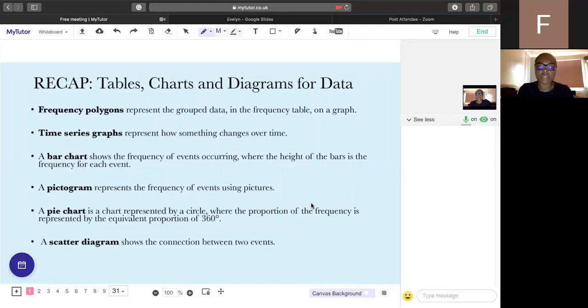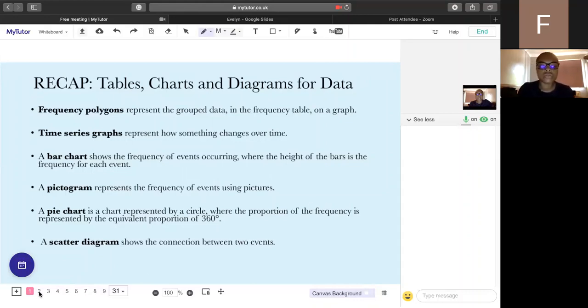We looked at pictograms, which represent frequency of events using pictures, and pie charts, which is a chart represented by a circle. So the proportion of the frequency is represented by the equivalent proportion of 360 degrees, because 360 degrees is the total angle around a point. And we finally looked at scatter diagrams, which show the connection between two events. So that's when we looked at whether we had a positive correlation, a negative correlation, or no correlation.